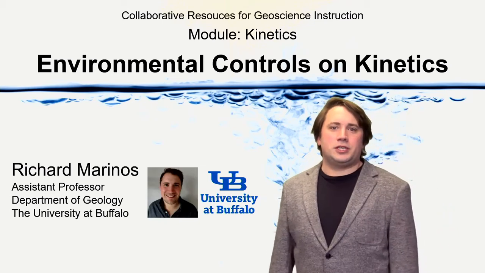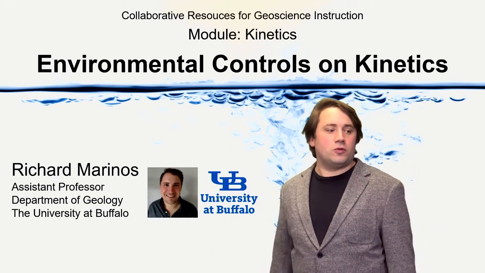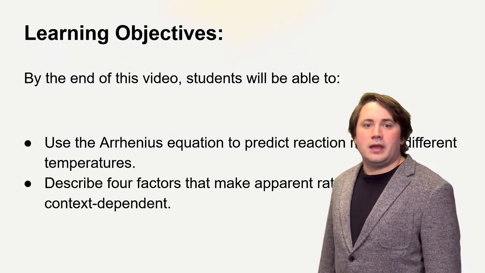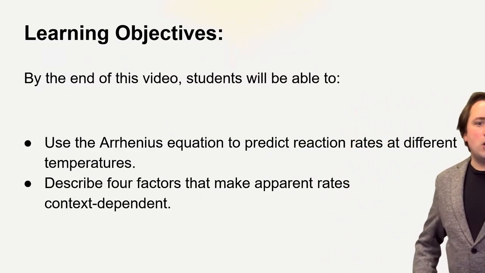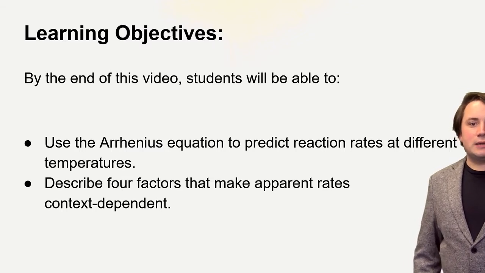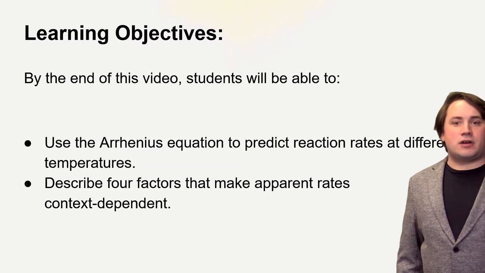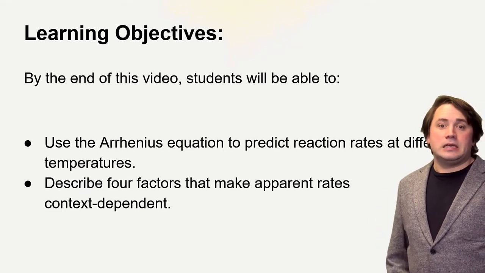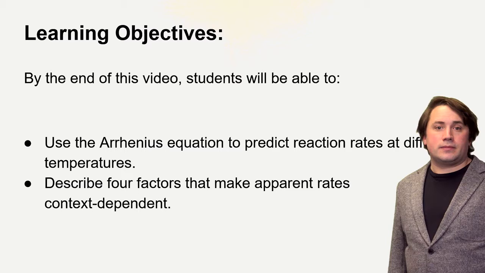Buddy, we're going to launch in today describing some environmental controls on kinetic rates that might be measured in a chemical system. And by the end of this video, I want you to be able to use the Arrhenius equation to predict reaction rates at different temperatures. And secondly, describe 4 factors that make apparent rates context dependent. So let's get into that.